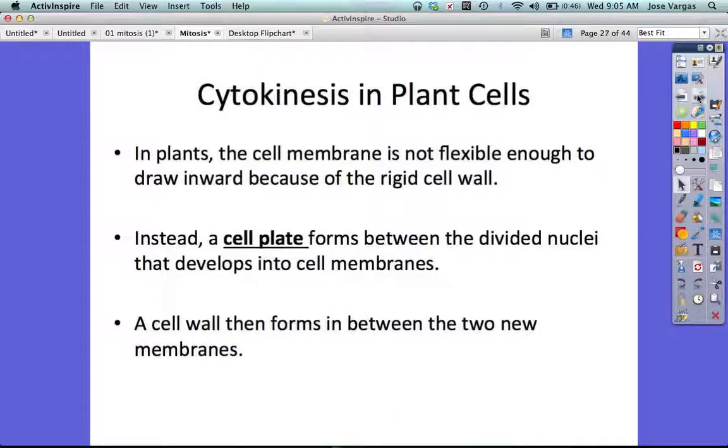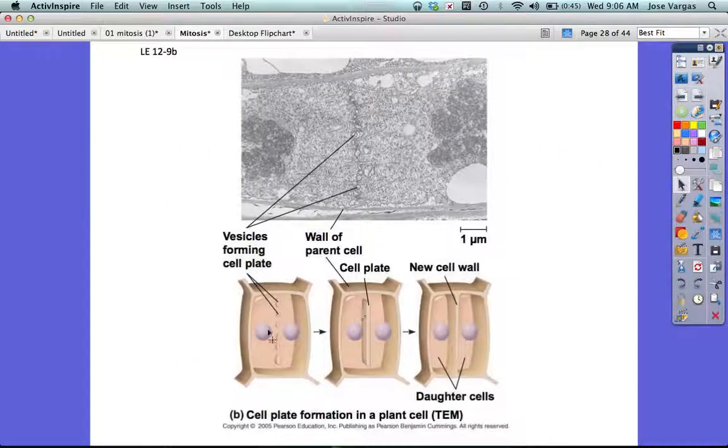In plants, it's a little bit different. Remember that in plants we have the cell wall. So the cell membrane is not flexible enough to make this cut because the cell wall is very rigid. So instead, we're going to have a cell plate form between the dividing nuclei, and the cell wall forms in the middle of them, like this.